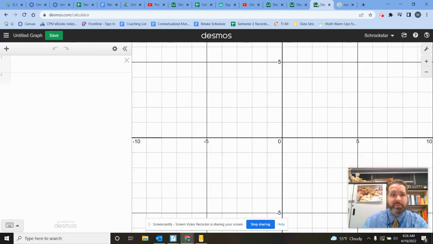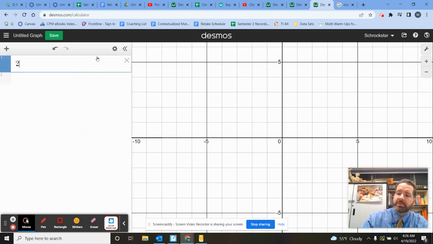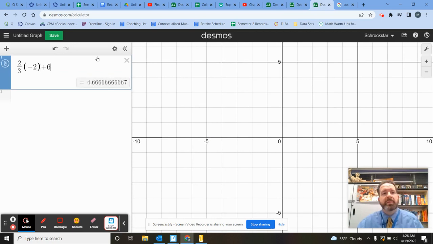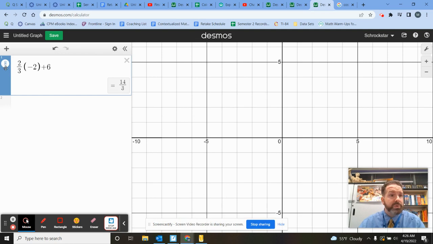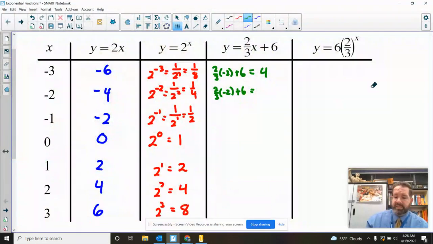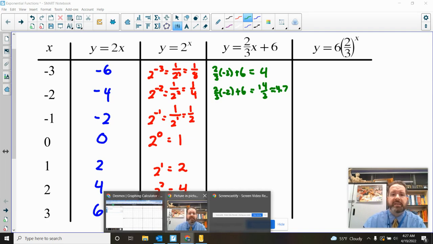So I'm going to open up a new Desmos and do 2/3 times -2 plus 6. Okay, so it's about 4.6 repeating, which as a fraction, I'm going to write it, is 14/3. So to get that fraction, just go to the front circle, click it. That's how you can switch between fraction and decimal on your Desmos calculator. The same is true on the scientific calculator, by the way. So 14/3, which is about 4.7.